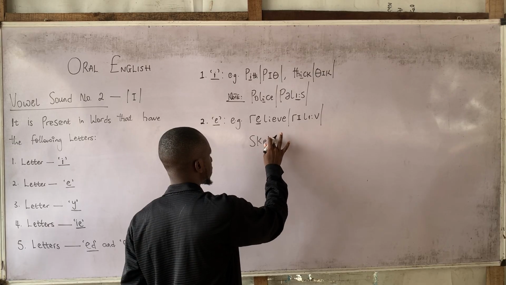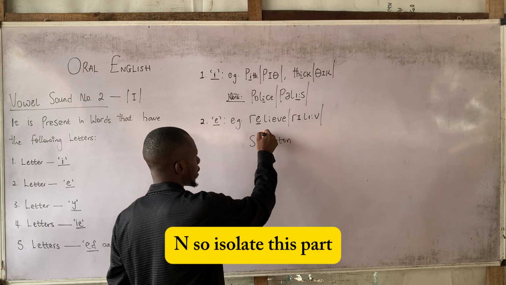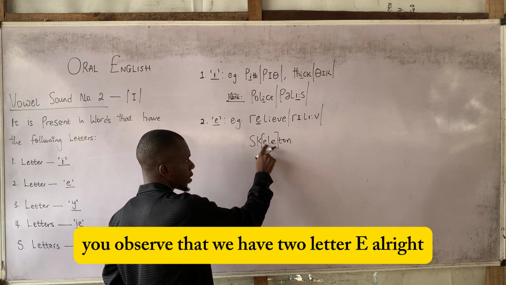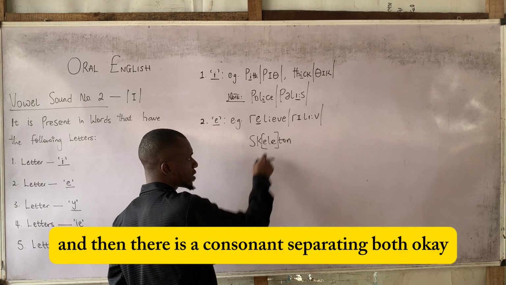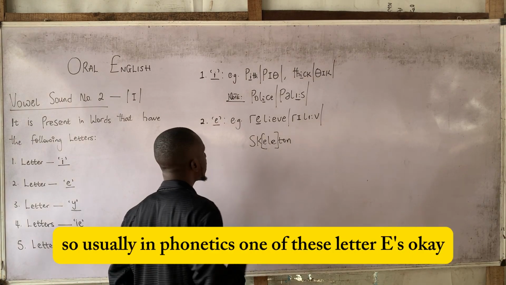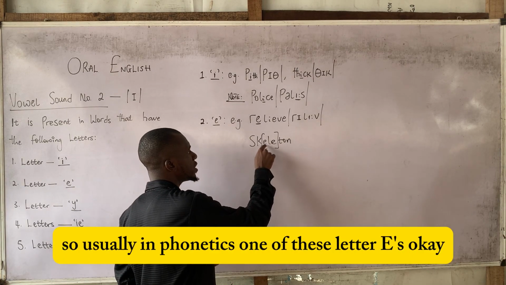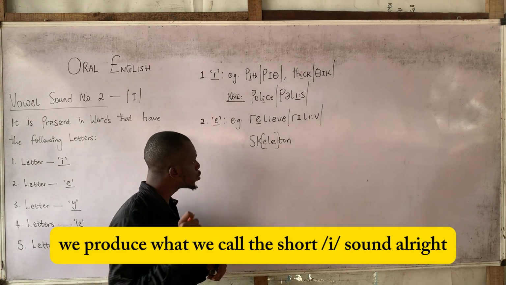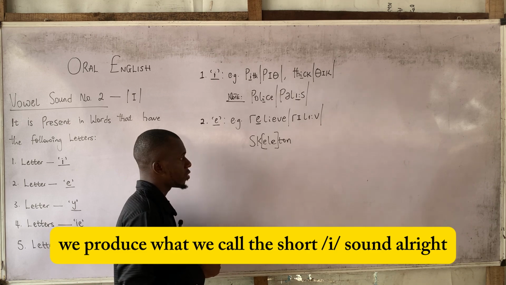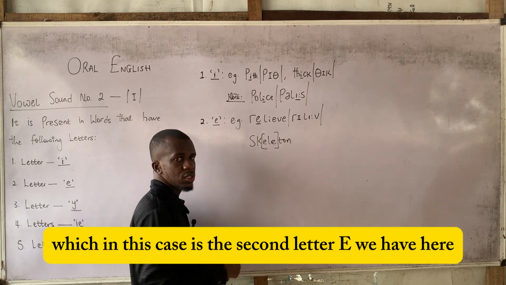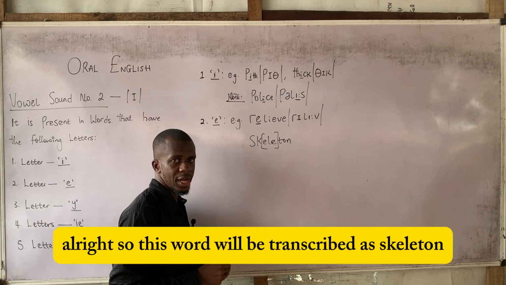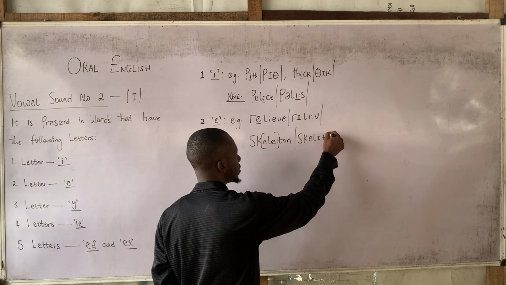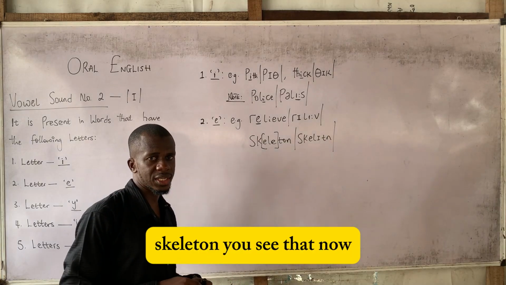skeleton, T-O-N. So isolate this part. You observe that we have two letter E's, and there is a consonant separating both. Usually in phonetics, in one of these letter E's we produce what we call the short E sound, which in this case is the second letter E we have here. So this word will be transcribed as skeleton. Skeleton. You see that now?